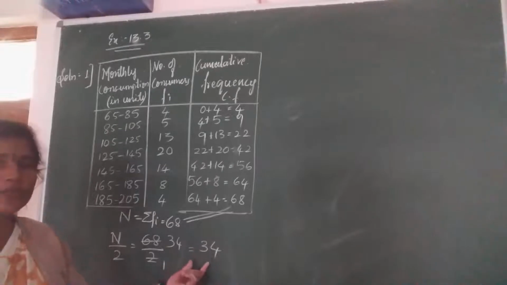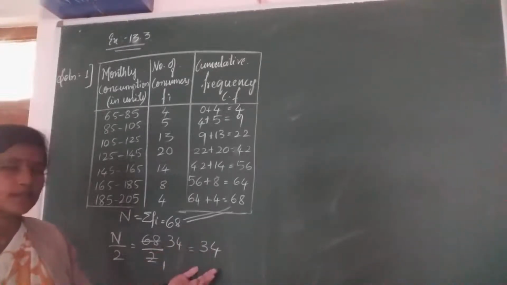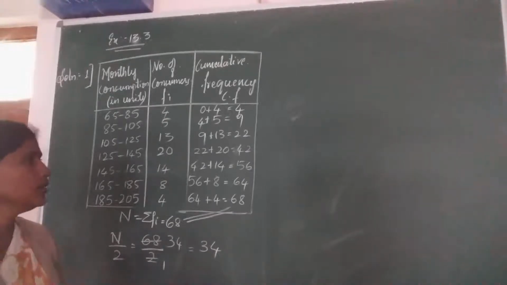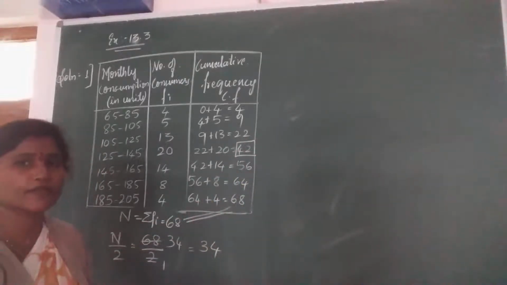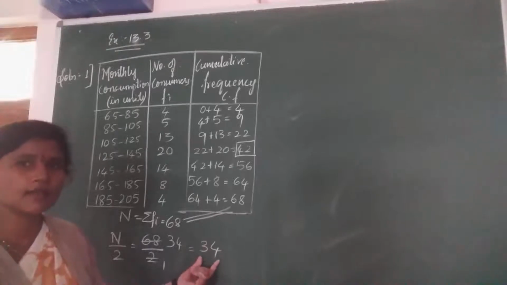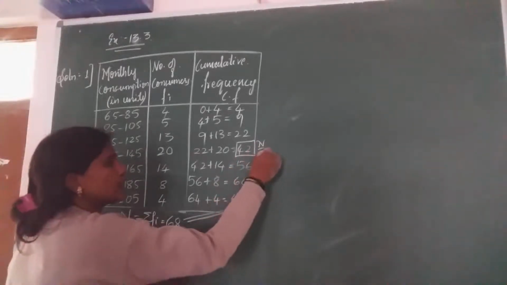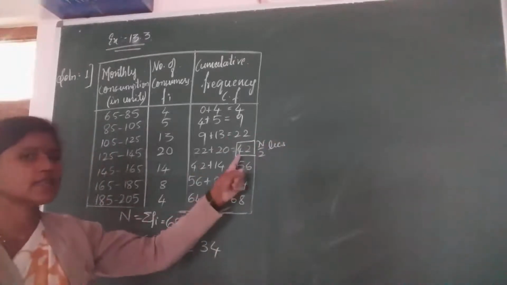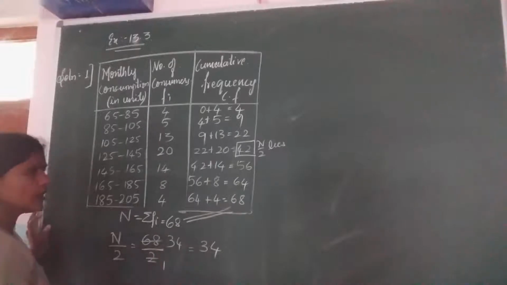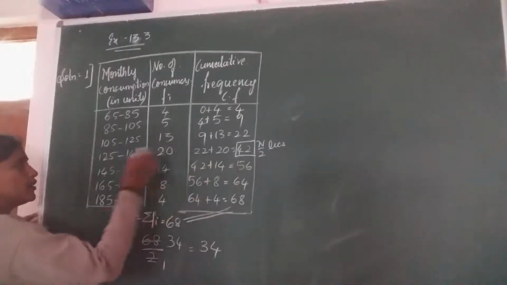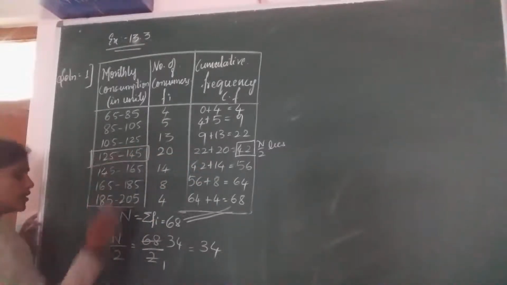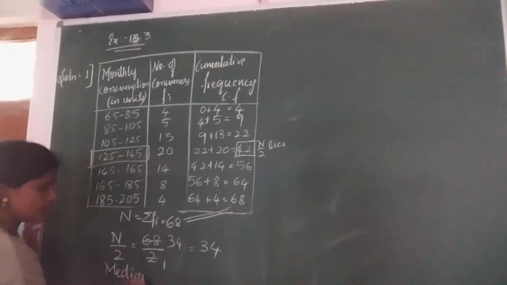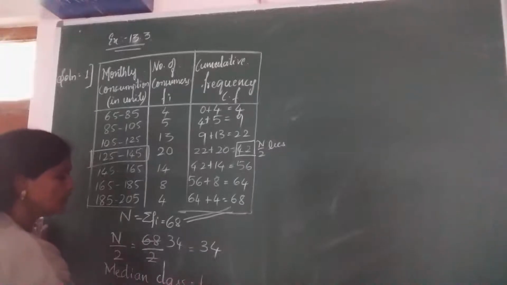Where does this 34 lie? It should be equal to 34, or it should be the first value a little bit greater than 34. Here we do not have 34, so we take 42, the first number greater than 34. So n by 2 lies in 42 here. The class interval corresponding to that cumulative frequency is the median class. Which is the median class? 125 to 145 is the median class.